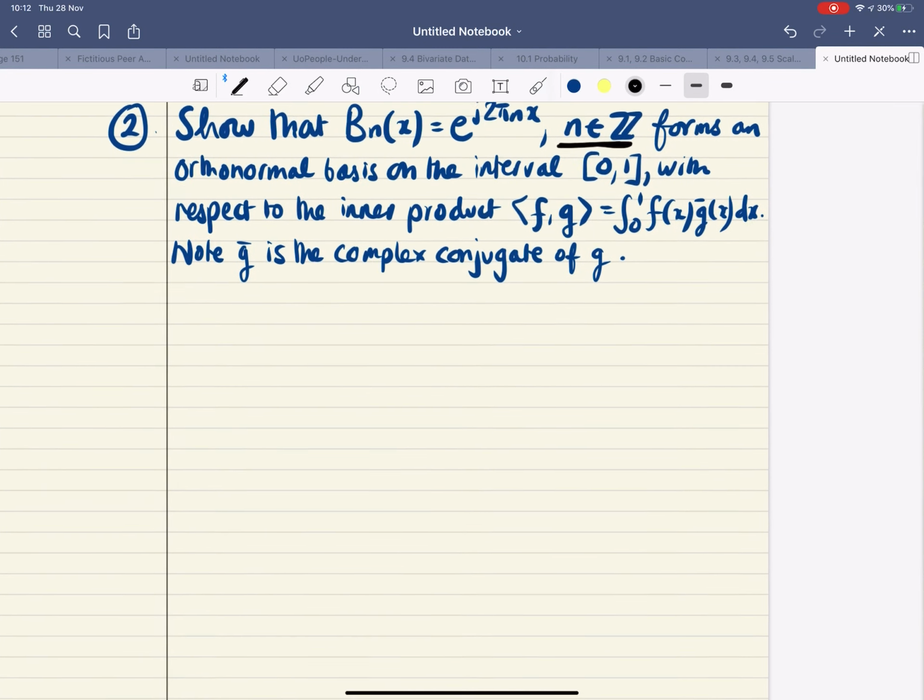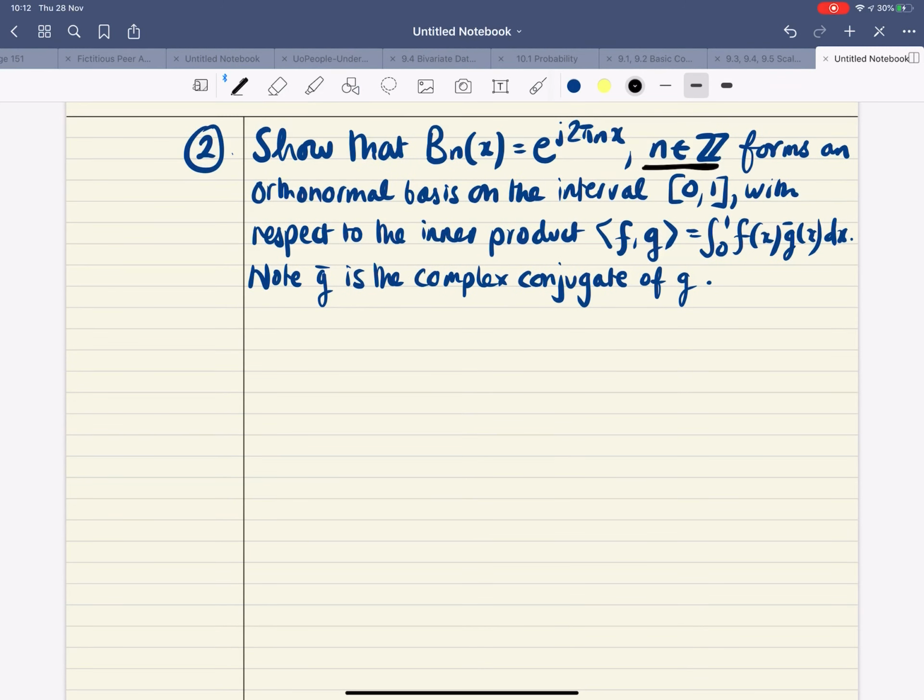Right, question 2. I've tried this once and this can get a bit fiddly, so I've got to be careful with this one. Let me get my notes. Here it is. Number 2: show that Bnx is e to the j 2n pi x, where n is an integer, forms an orthonormal basis on the interval 0, 1 with respect to the inner product fg. So it's the integral from 0 to 1 of the first one as it is, and the second one is the complex conjugate of g.